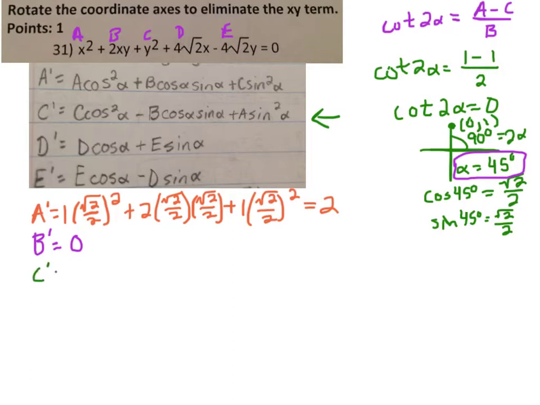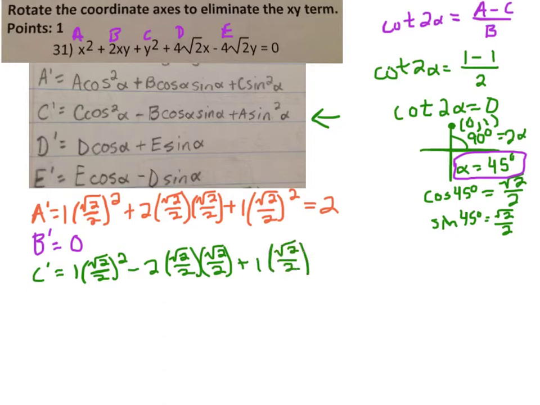C prime, we need C times cosine squared minus B cosine sine, and then plus A sine squared. If we work that out, you get 2 over 4 minus 4 over 4 plus 2 over 4, which gives you 0.